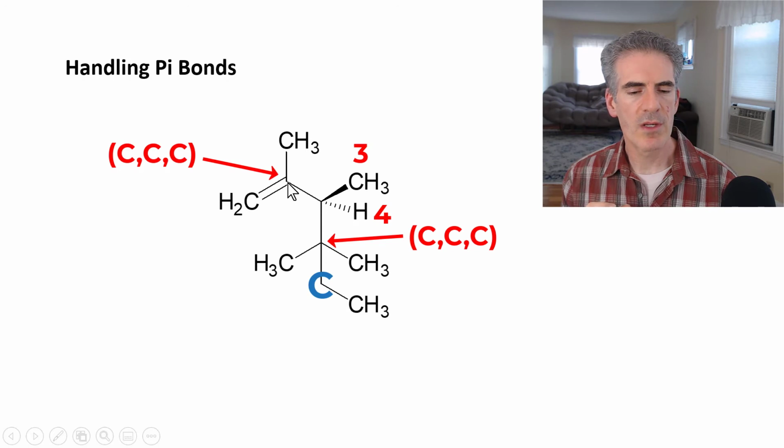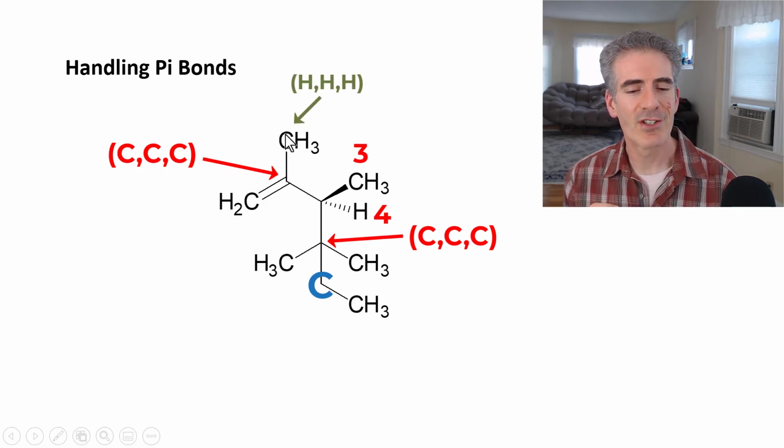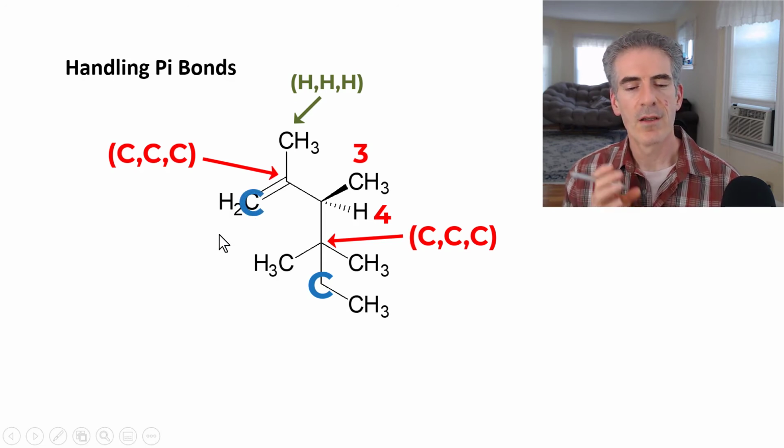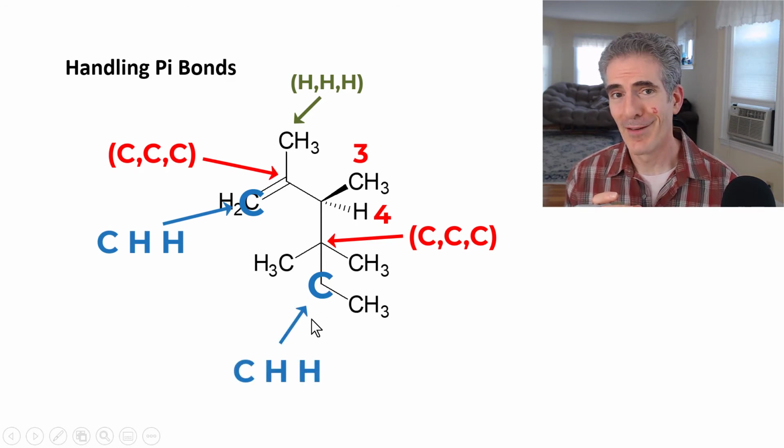And then what do we do here? Now, here's what you got to watch out. Is this carbon better or is this carbon better? This carbon goes off to hydrogen, hydrogen, and hydrogen. This carbon here goes to carbon, hydrogen, and hydrogen. So it is this carbon that is better. So we're now looking at carbon, hydrogen, and hydrogen up against carbon, hydrogen, and hydrogen.